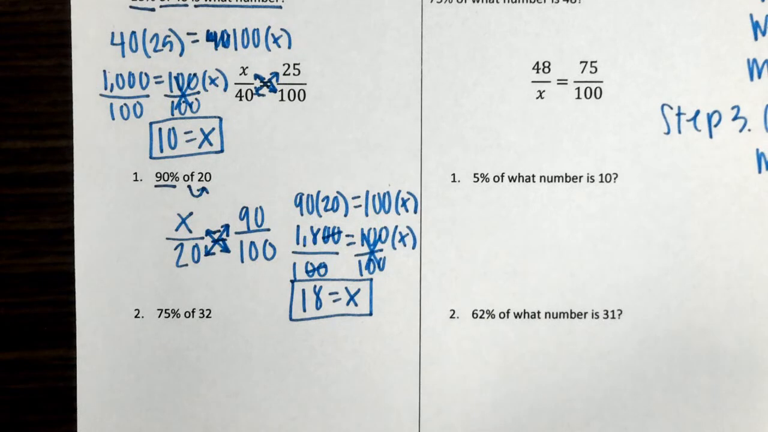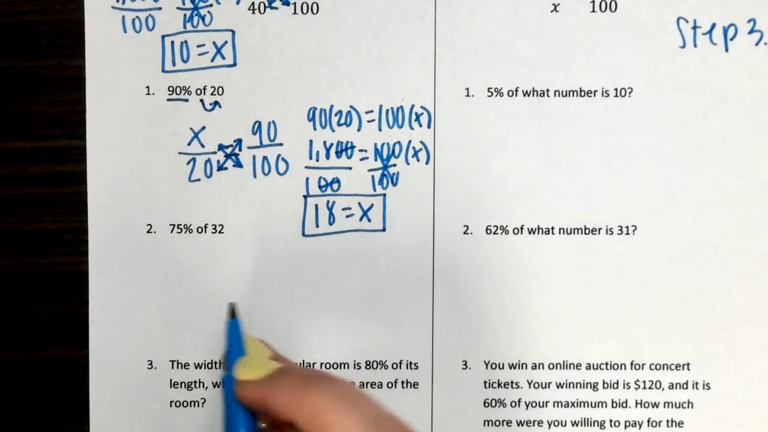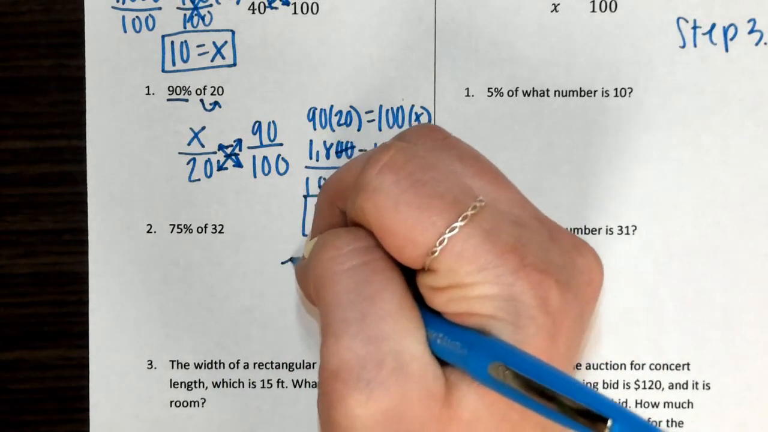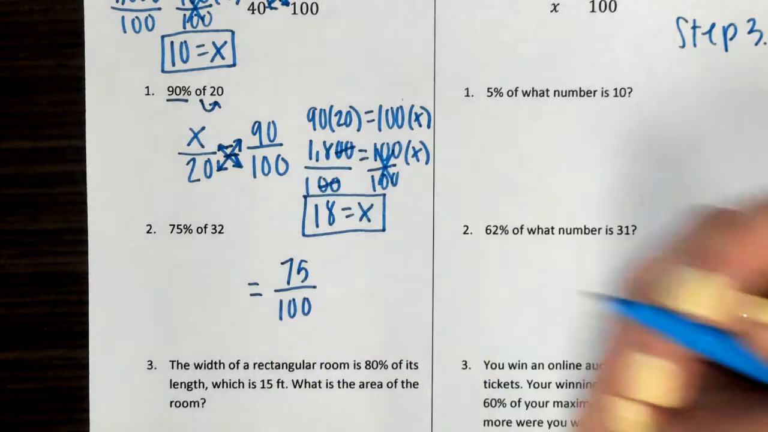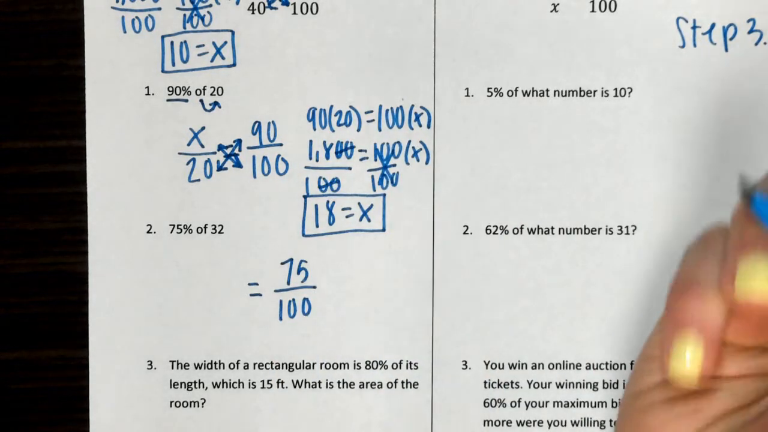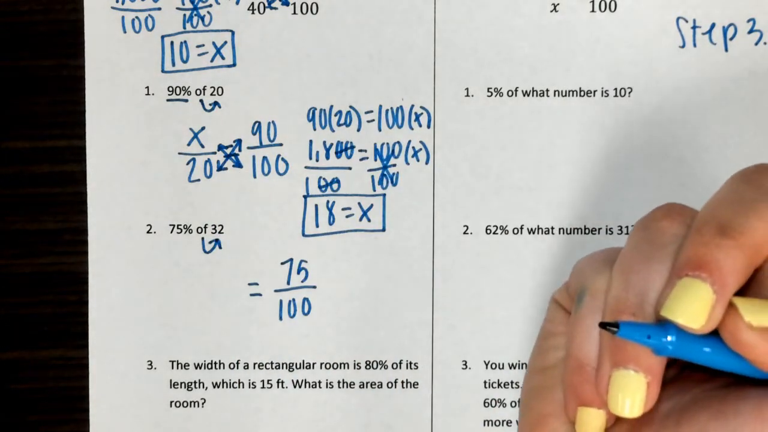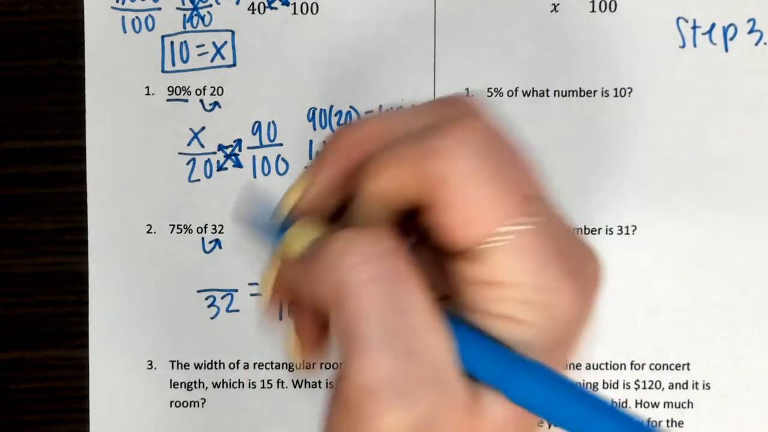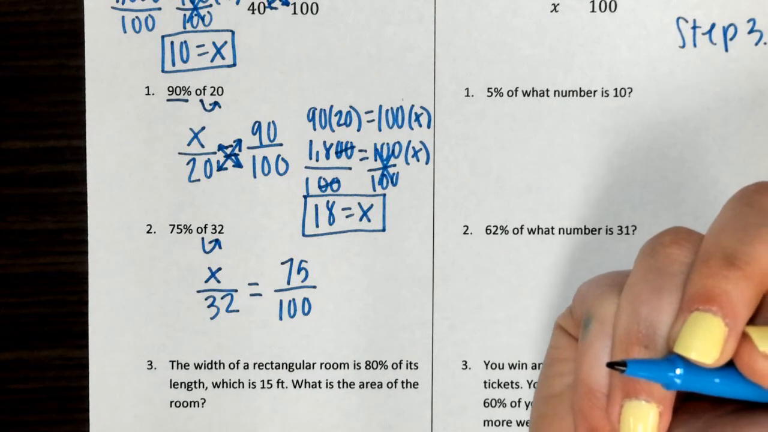Okay. On this next step, in the second problem, my first step is to convert the percent to fraction. 75% as a fraction is 75 over 100. Then I need to find what I'm missing. Okay, so it has the of. 32 is following that. And so my of is 32. And my x is on top in place of the is, because that is what I'm missing.